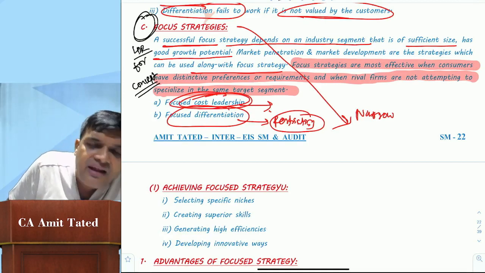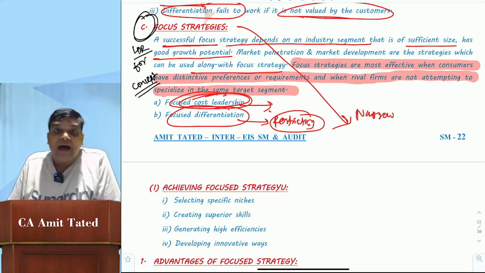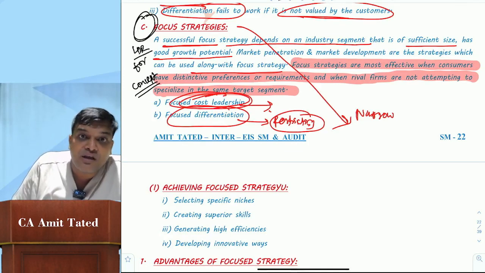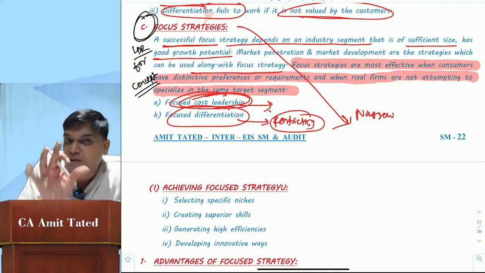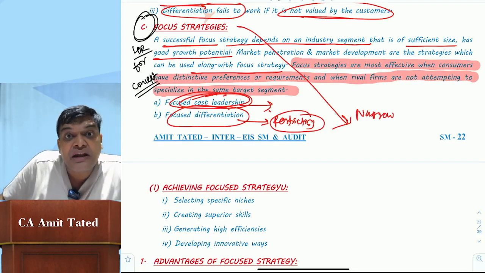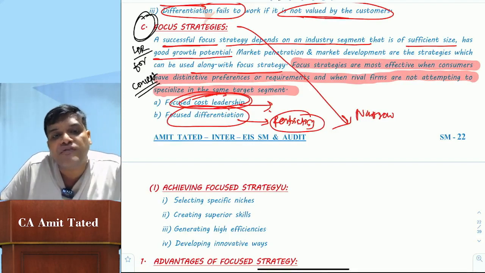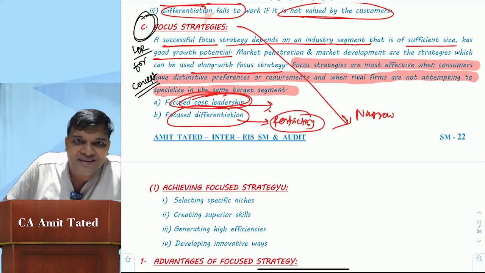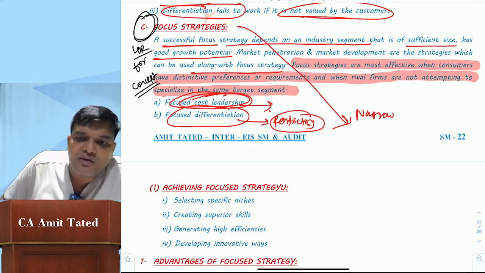Sales channel, we can use the word, but the market should be reduced. I'm restricting the sales to only specific users. Example, I am in the airline industry and I am restricting it to only high-profile people with a net worth of 50 crore. Now it is focused differentiation. Are you getting the point? This is what we need to understand.